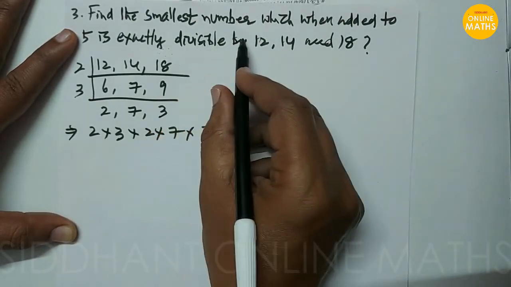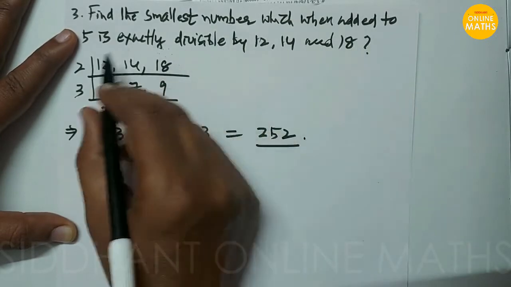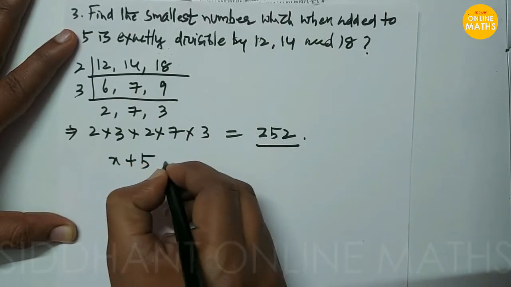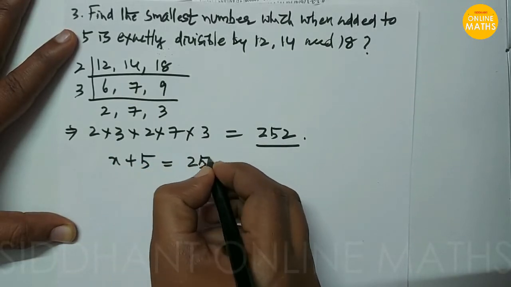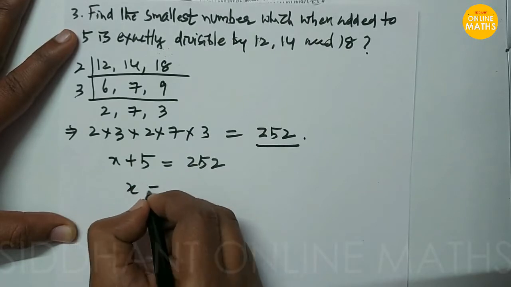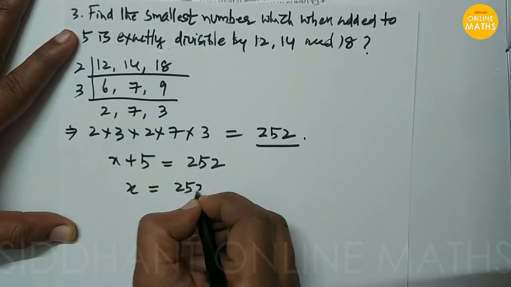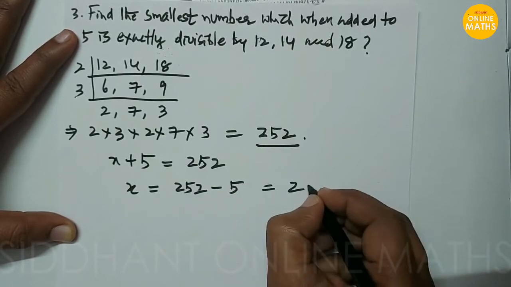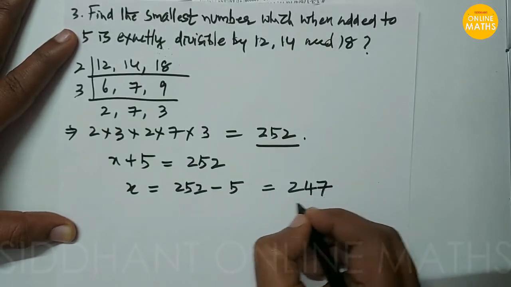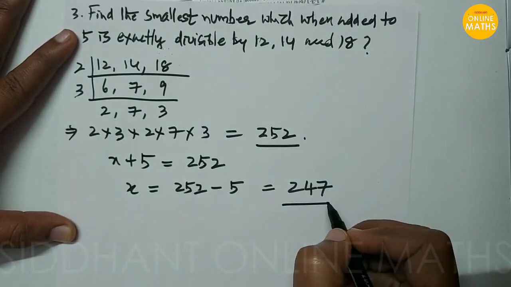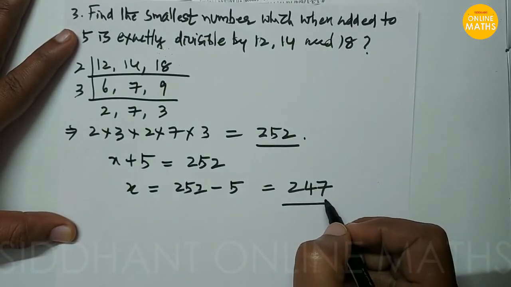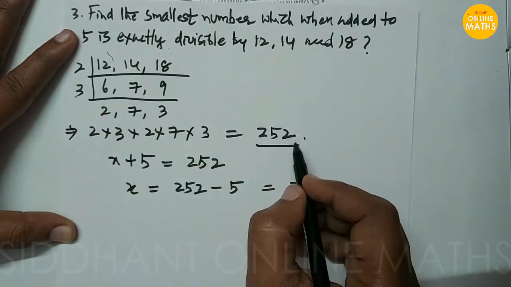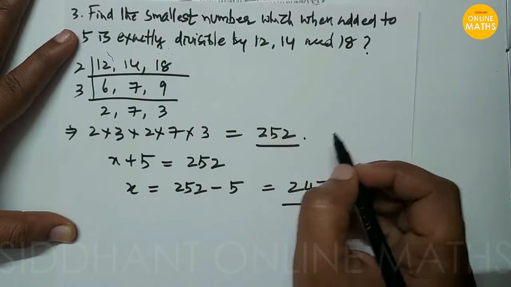But in the question they asked what is the smallest number which when added to 5 gives a number divisible by them. So the number will be x plus 5, that is equal to 252, and x is equal to 252 minus 5, so that will be 247. So this is the number which we are going to add to 5, and we get the number which is divisible by 12, 14 and 18.